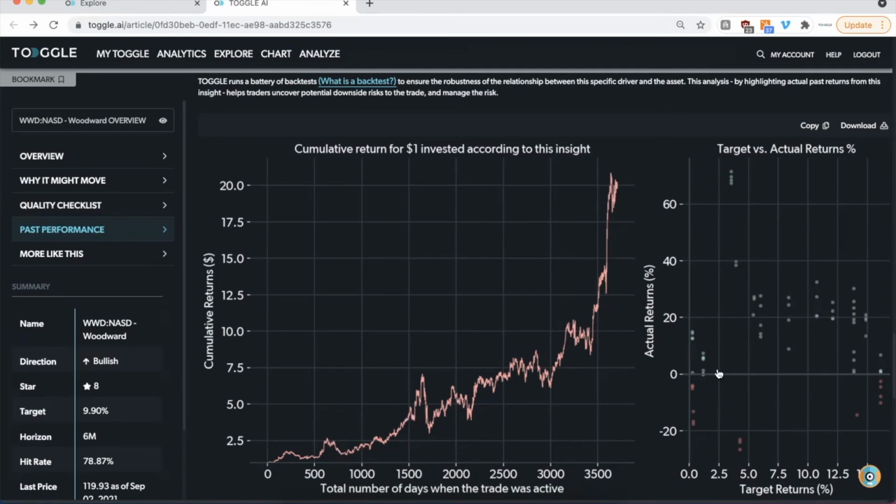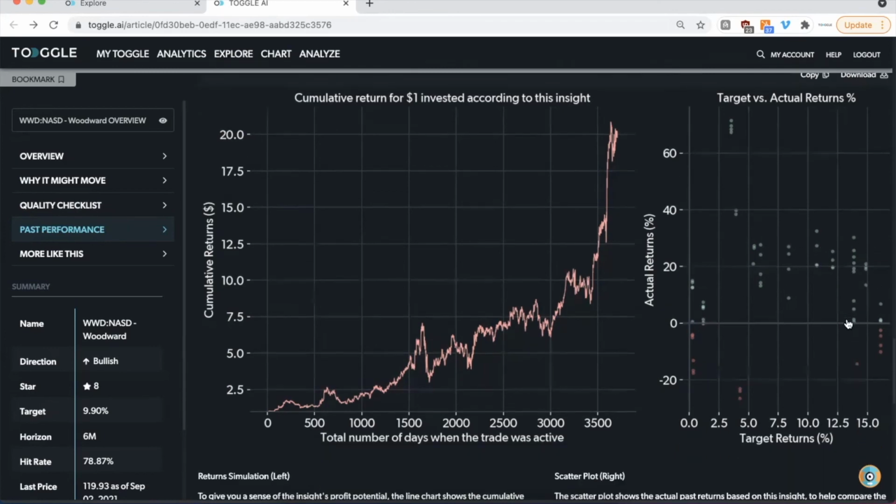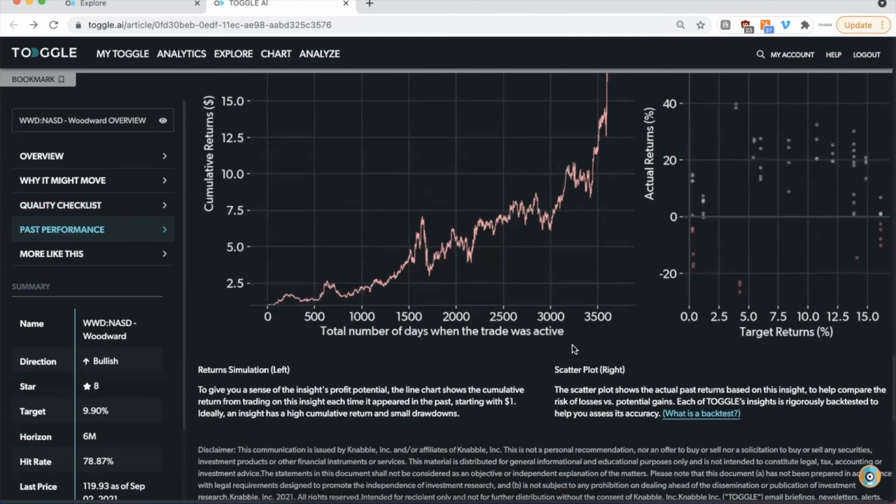On the right side is a scatter plot. On the x-axis is what Toggle predicted. On the y-axis is what actually happened. The aim of this is to show you the risk distribution, to show you that, hey, you could lose about 20% of your investment, but at the same time, you could even get returns as high as 60%. The cluster of the data was majorly between 0 to 40%. If you want to read more about that as well, we have some information here for you.